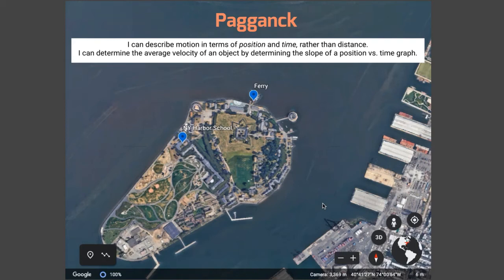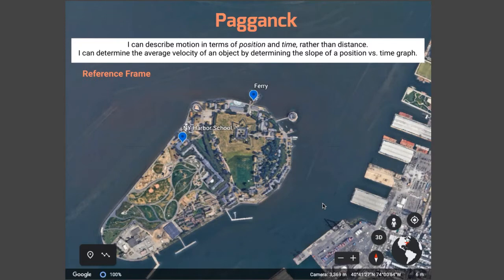Hey Harbor Physics students, today's video is called Pagganck, which is the Lenape name for Governor's Island. It means nut island. Today we'll be thinking a lot about the position of objects in relation to space, otherwise known as the reference frame, and in relation to time.